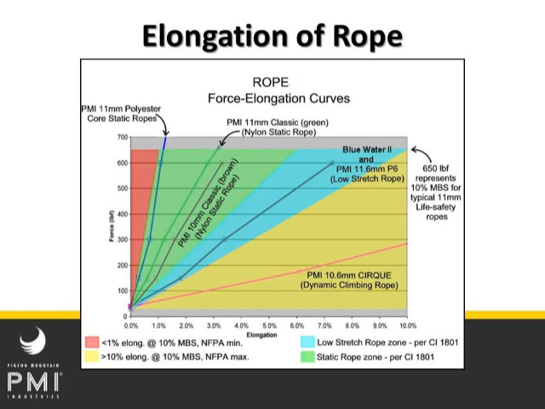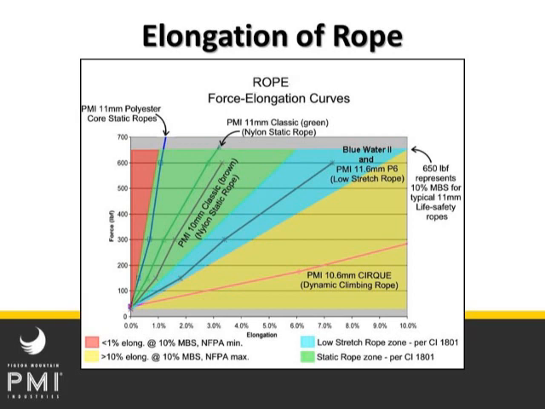And so you can see that our 11 mil polyester rope, the far left one, just barely meets the standard because of the elongation issues. We're right on the edge of the curve, so to speak, where our classic rope that we've been making since '76 is the green rope, and they're kind of right in the middle of what's allowed by the standard.